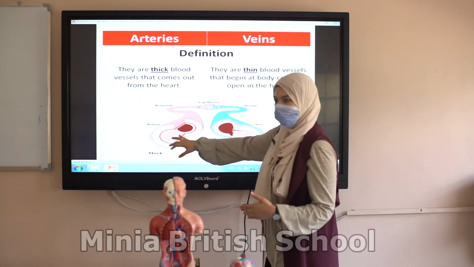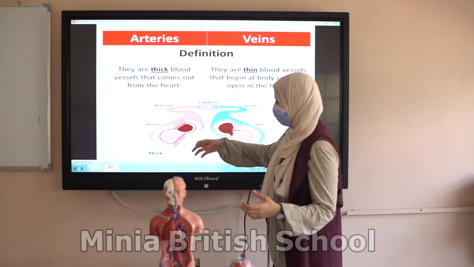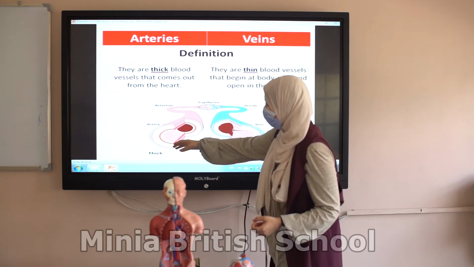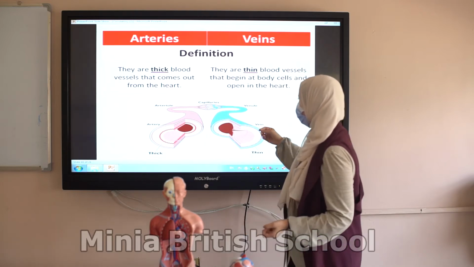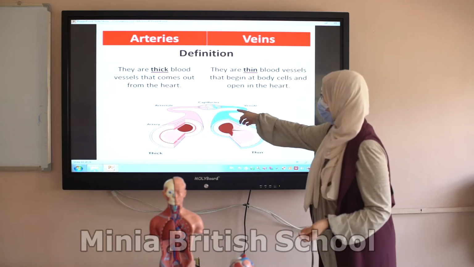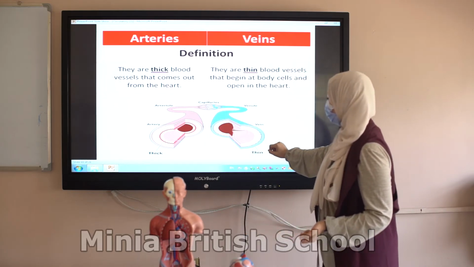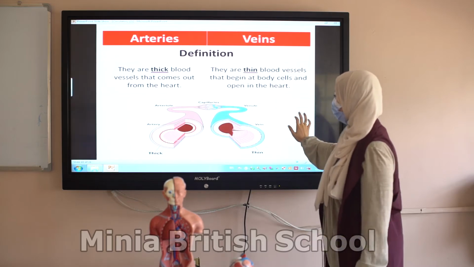So the artery comes from the heart. They are very thick. They come from the heart to all the body cells. And veins are very thin, begin at the body cells and open in the heart.